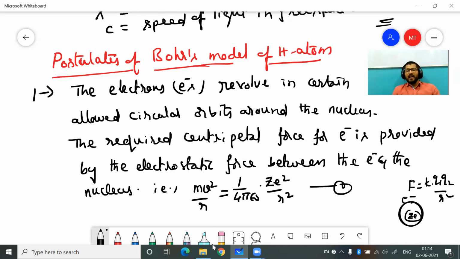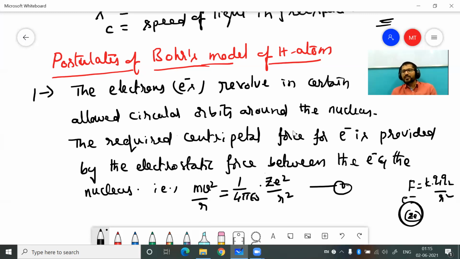Is it clear, everyone? In the first postulate, Bohr has proposed that electrons revolve in certain allowed circular orbits. The concept of circular orbits is proposed by Bohr only, around the nucleus. Specifically, the concept of allowed or discrete circular orbits is proposed by Bohr. And the required centripetal force for the electrons to be in a circular path is provided by the electrostatic force, or Coulomb force of attraction, between the electrons and the nucleus. That is mv square by r equal to 1 by 4 pi epsilon naught into Ze square by r square. We will take this as equation 1.